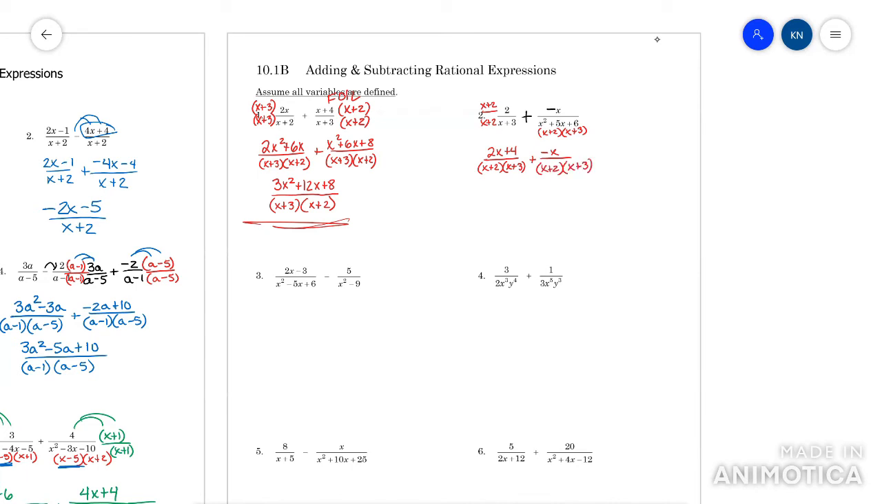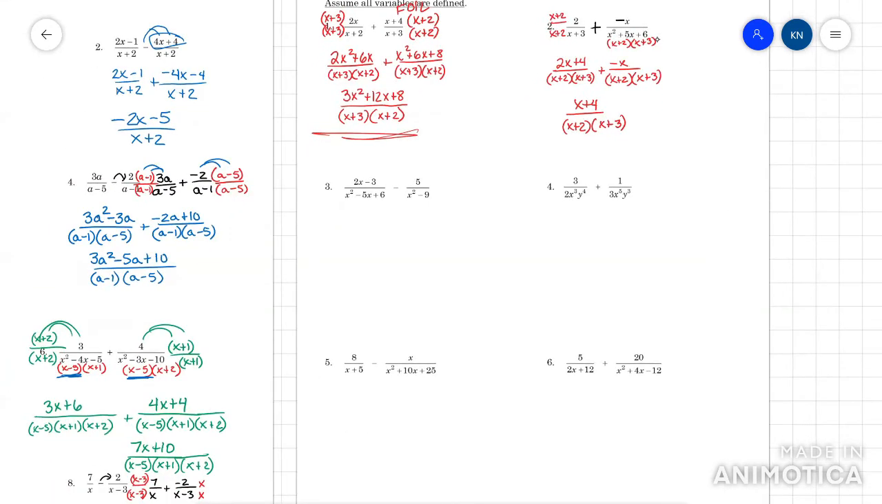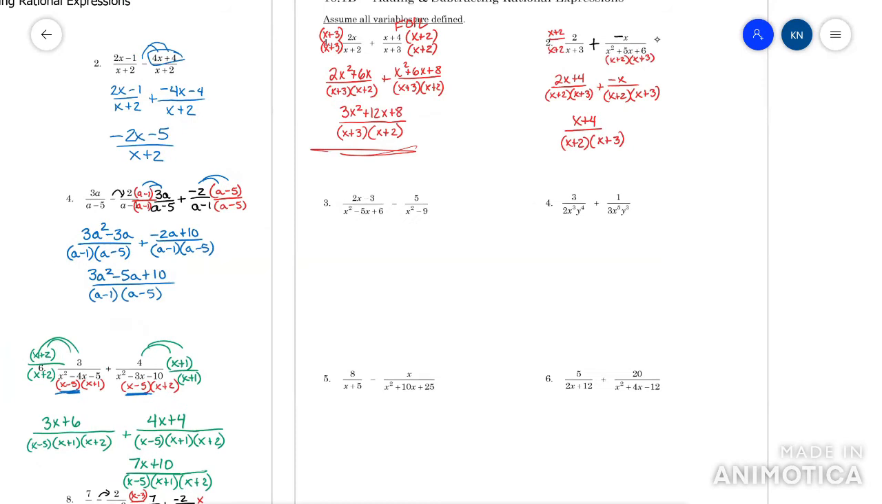Combine your like terms. And this one doesn't reduce either, so I'd be done there. Okay, the next one, distribute that minus sign first.